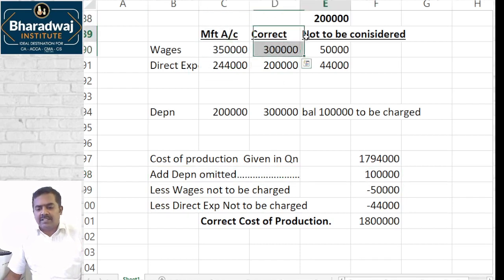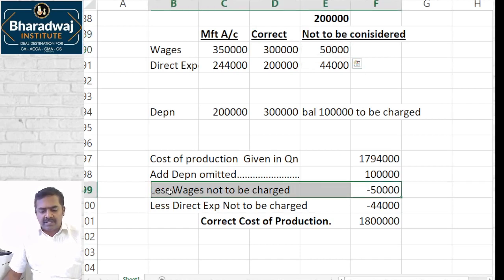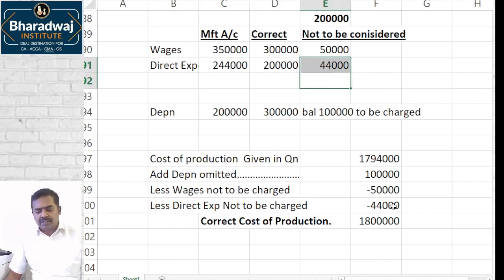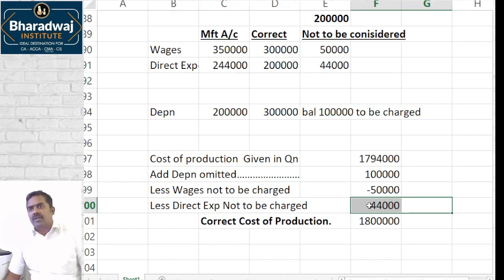Excess charge of 50,000 is not to be considered. Eliminate it. In the same way, direct expenses not to be considered. Out of 2,44,000, the correct amount is only 2 lakhs. Now, what should not be considered? The 44,000 that was charged in the manufacturing account is eliminated.